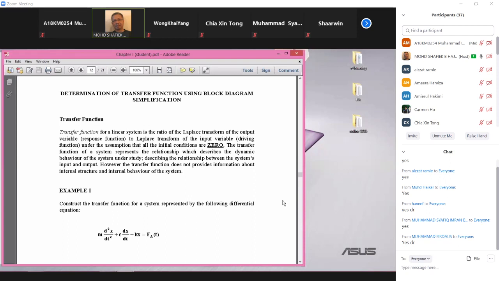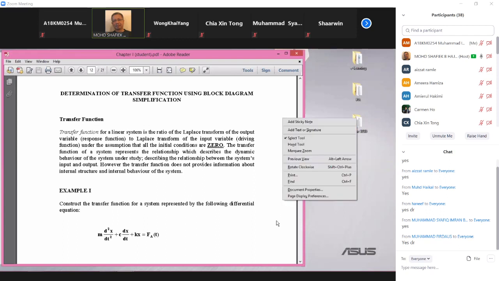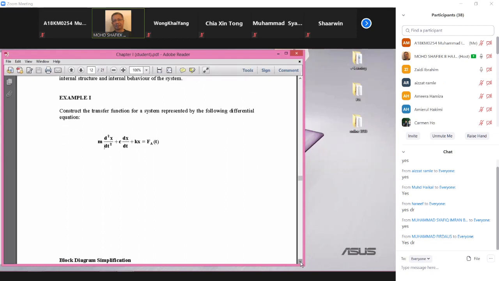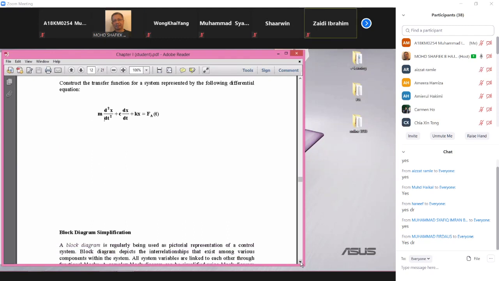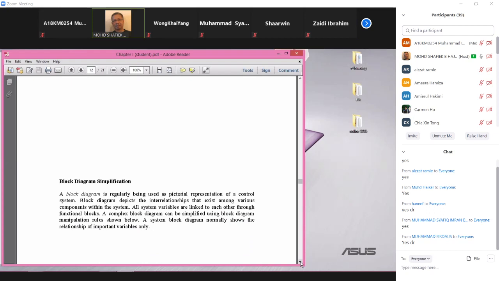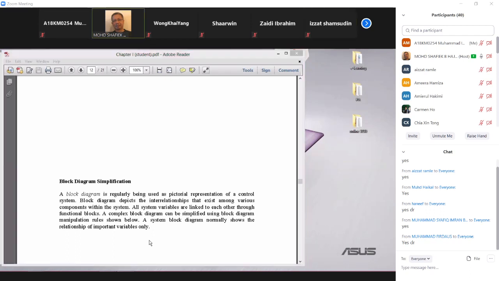So today we are going to learn about the simplification of block diagram into a single block so that we can get a single transfer function that only relates the input and output. So today we are going to learn simplification of block diagram. Okay, so there's some description there. What we are interested in is to reduce our block diagram into a single block. Then you can use what we call the block diagram algebra.